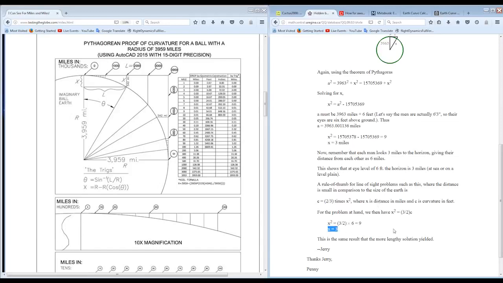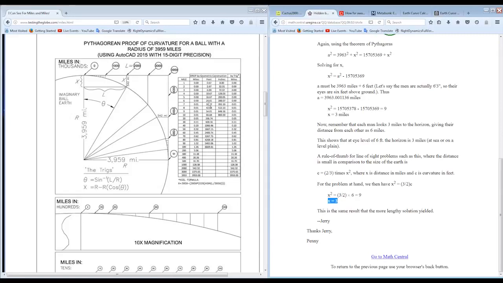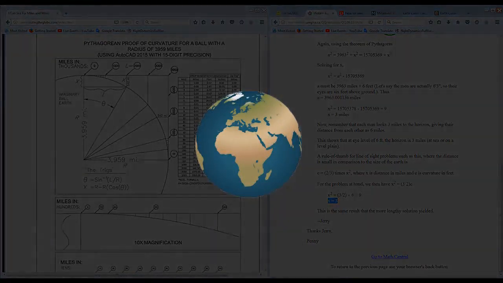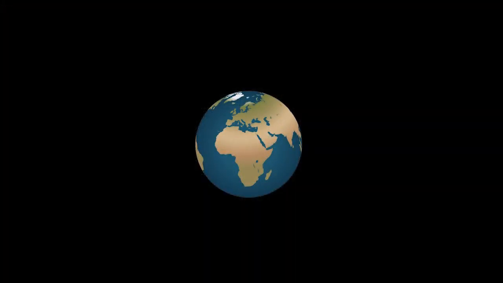So at 3 miles now, and we'll go back to our chart here, assuming your eye level is at the ground, at 3 miles, 6 feet is obscured. Now this is what's interesting. And I'll create a little animation here for you to be able to visualize what I'm thinking here. And I'll let you think this through with me.